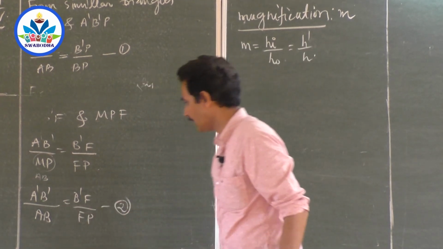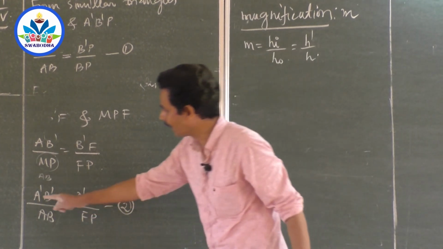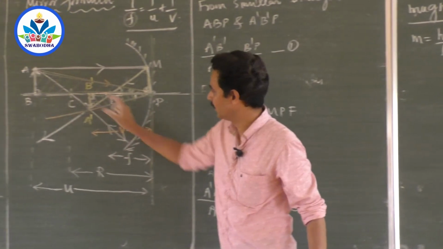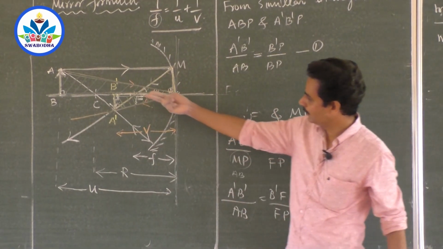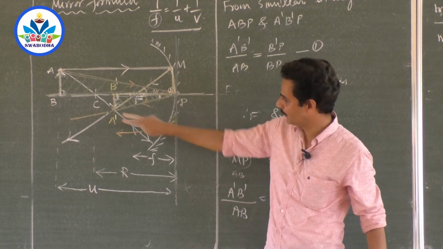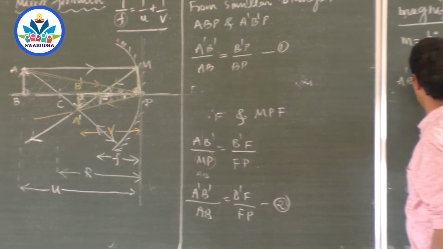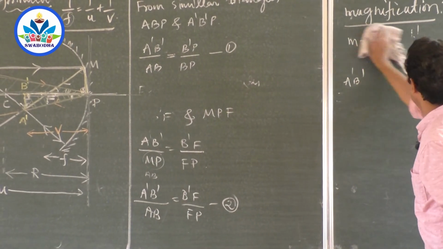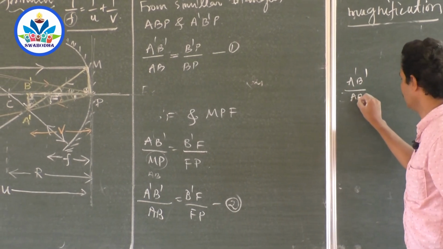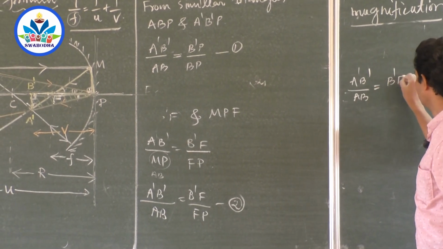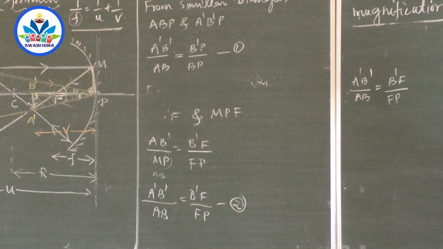Right. A dash, B dash, so from equation 2, A dash, B dash by AB. What is A dash, B dash? It is the height of the image. What is AB? Height of the object. But height of the image is, it is below the principal axis. So when I write it, A dash, B dash, I'll write the equation again. Of course, this is not needed now. A dash, B dash by AB is equal to B dash F by FP. I would write this now.